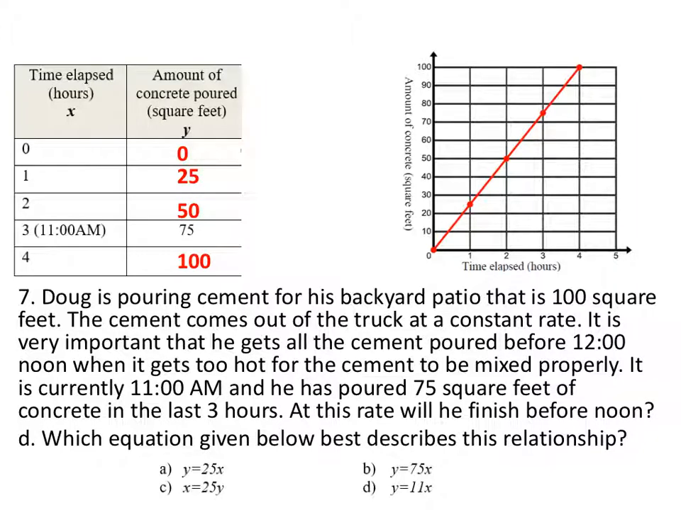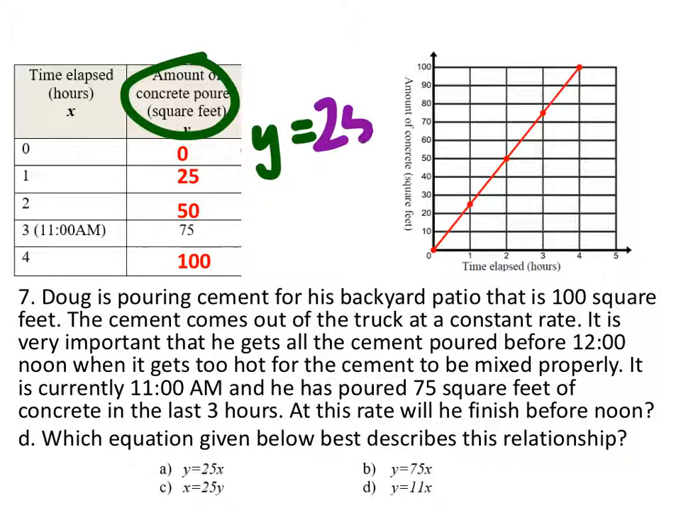All right, which equation given below best describes this relationship? Take 15 seconds for that one. So y, which represents the amount of concrete poured, is always going to equal 25 square feet poured for every 1 hour. So we'll just multiply that by the number of hours, and we would have however many square feet was poured.